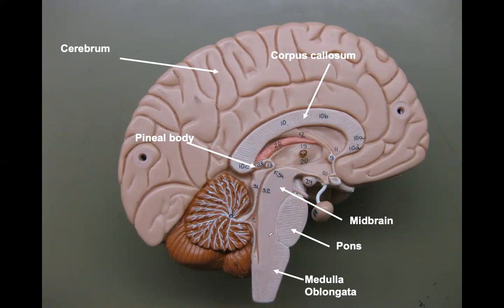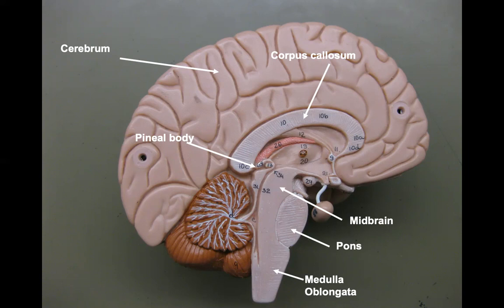Going down right here, right underneath your diencephalon, which is the thalamus and hypothalamus, you have your brainstem. The brainstem has three main parts. The superior part is the midbrain. This piece that is kind of bulging out is your pons, and the extension of that is the medulla oblongata.